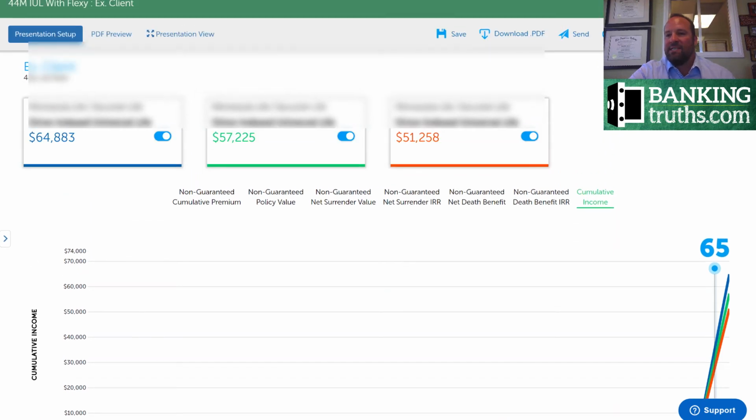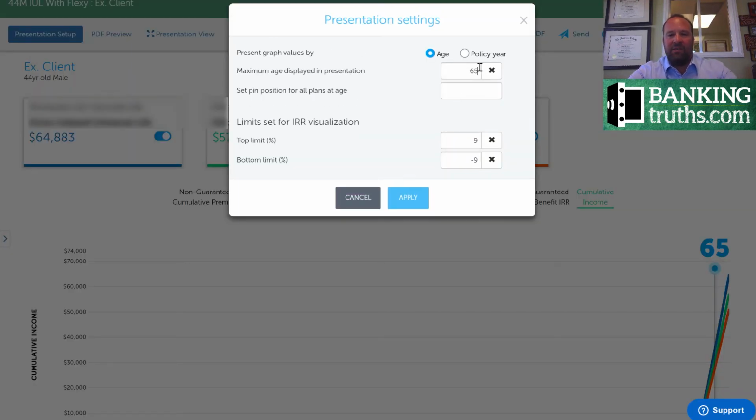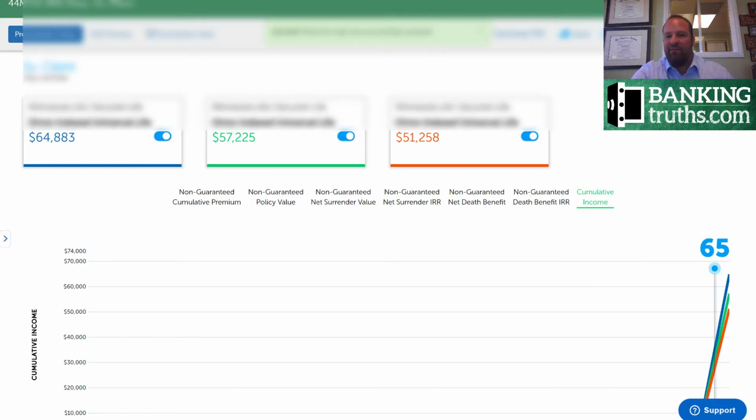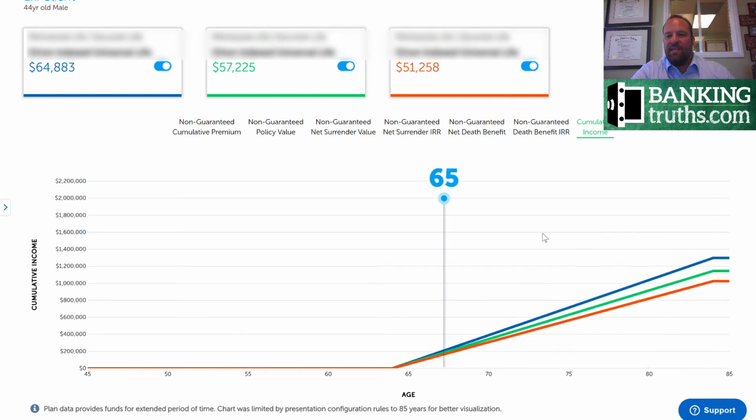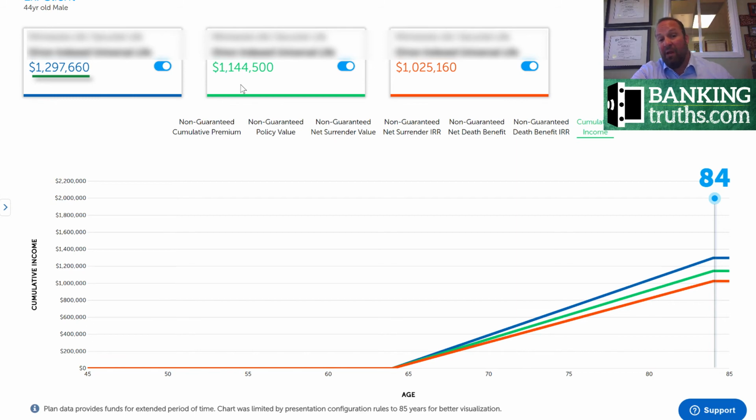So let's stretch this out all the way to life expectancy and look at age 85 here. When we do that, you can see the cumulative income, the total income for all three is a pretty nice figure. Put in 300,000, get almost 1.3 million of income. Put in 300,000, get 1.144. Put in 300,000, get over $1 million. And that's not all. So this is the income that they're taking.